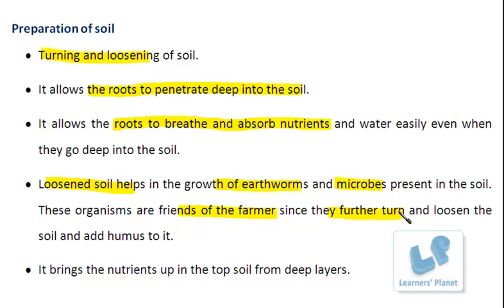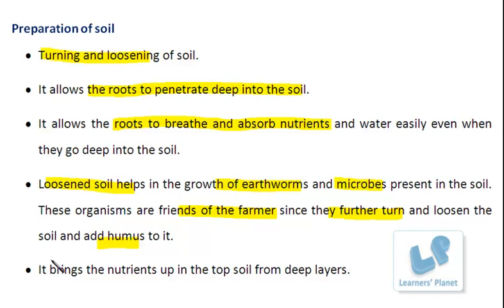Further, when these earthworms or these organisms die, what will happen? These dead and decayed materials are decomposed there, and this material adds to the humus, and the more humus in the soil, the better the growth of the plants observed.